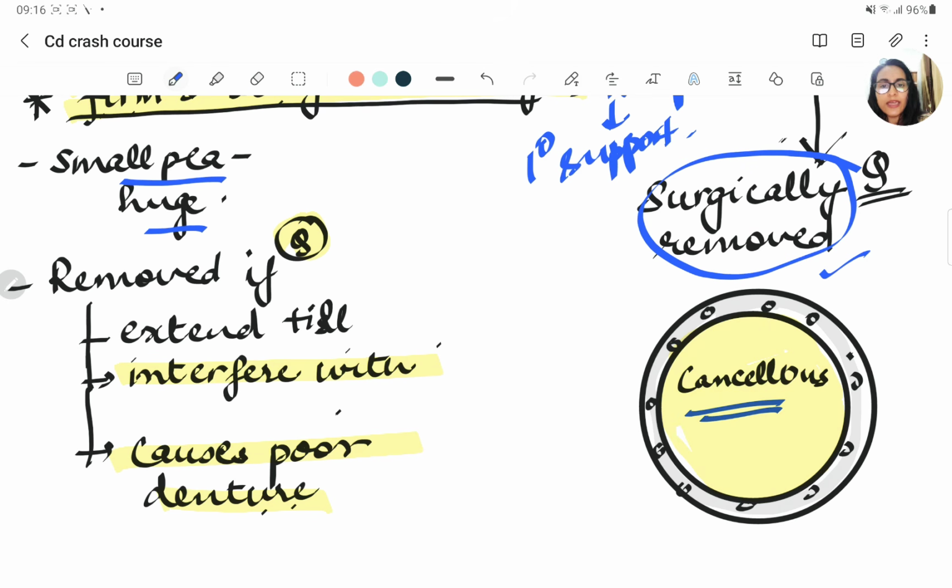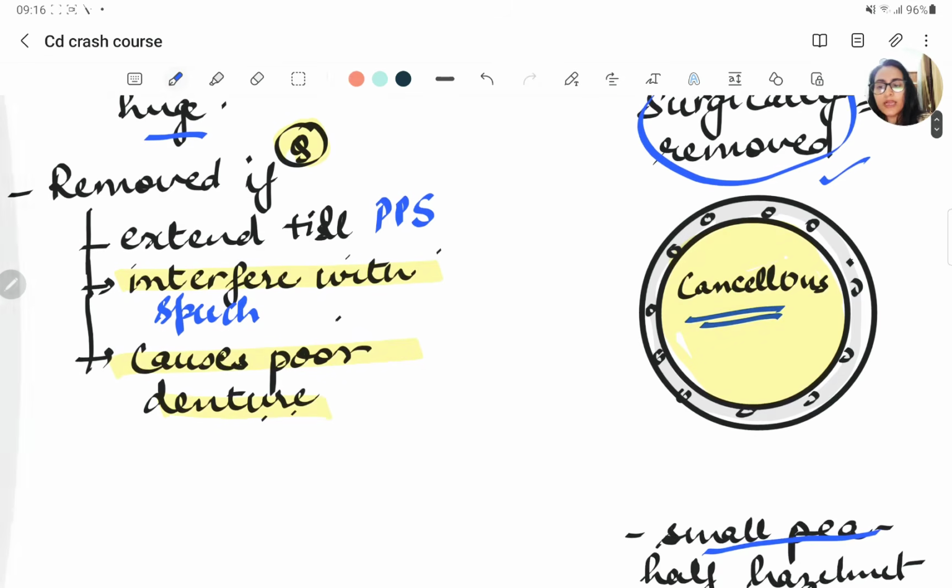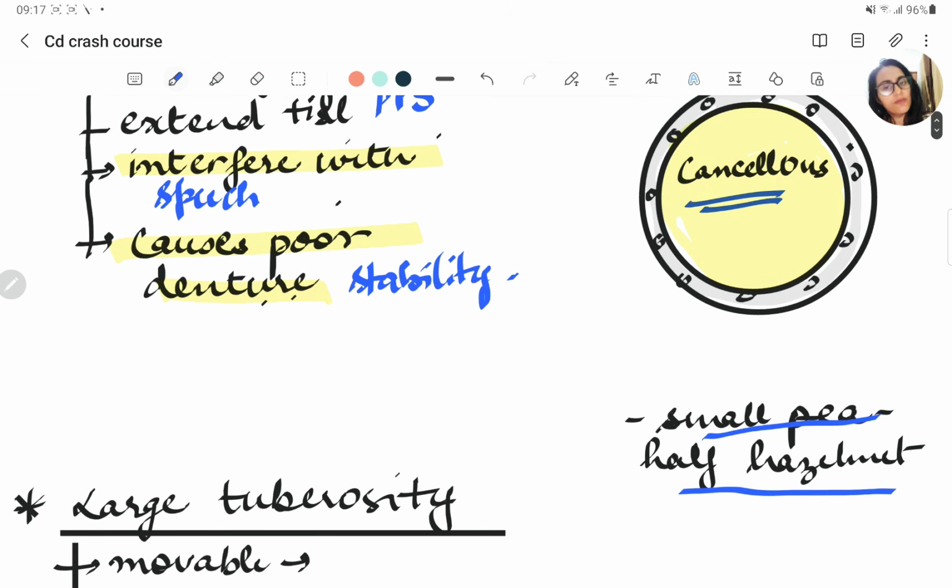Either if the swelling is extending till the posterior palatal seal area, then we remove it, or if it interferes with the speech, in case it is present in the rugae and interferes in speaking of the patient, then we remove it. Or if the swelling causes poor denture stability, then we remove the swelling in the maxilla. In the mandible, we always remove it.